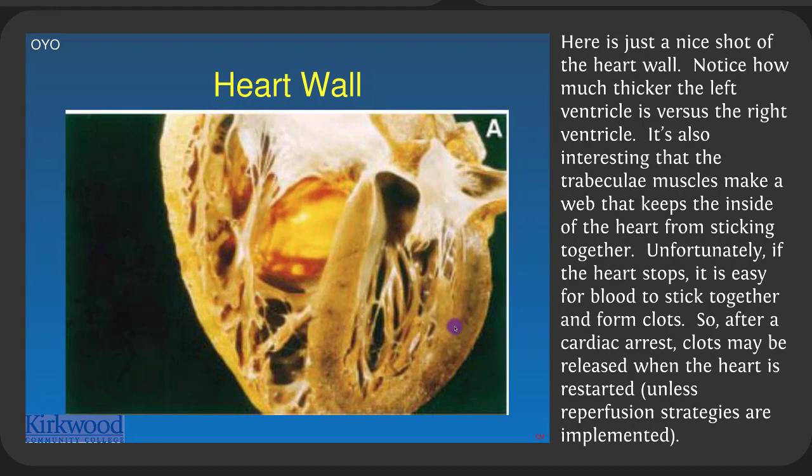Here's just a nice shot of the heart wall. So the big thick left ventricle right here. So notice how much thicker the left ventricle is versus the right ventricle. It's also interesting to see the trabecular muscles make a web that keeps the inside of the heart from sticking together. So unfortunately, if the heart stops, here we can see it even better, that there are places where blood will get in there and form tiny clots.